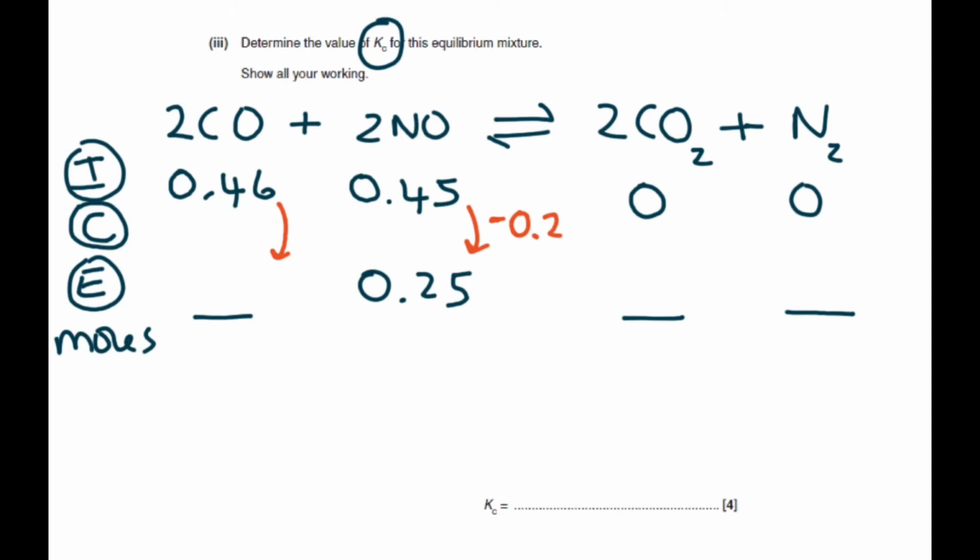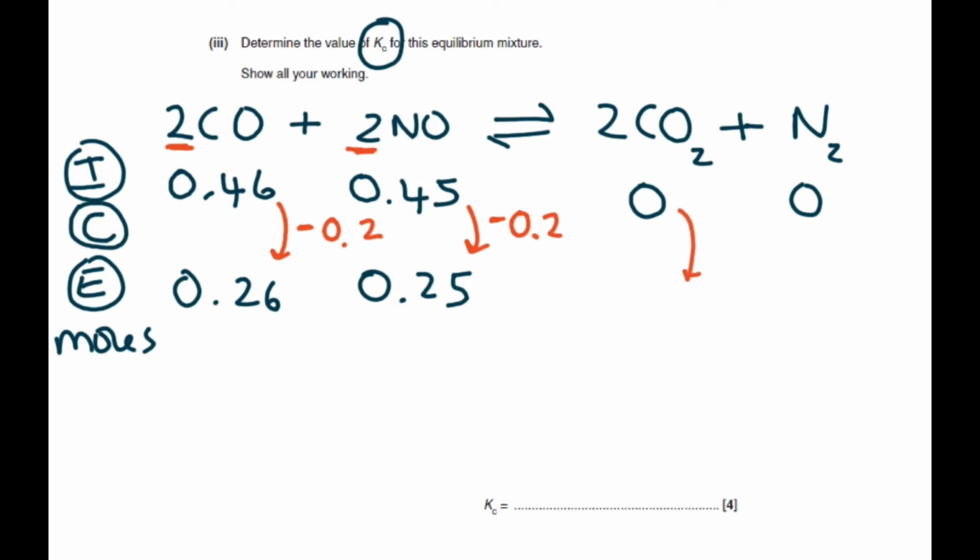Now you need to look at the numbers at the start, and there is 2, 2. The ratio is 2 to 2. Yeah, so it's the same ratio. So therefore, if minus 0.2 is lost on the NO, the change is going to be the same on the CO because it's ratio 2 to 2. So 0.46 minus 0.2 is going to be the answer, 0.26.